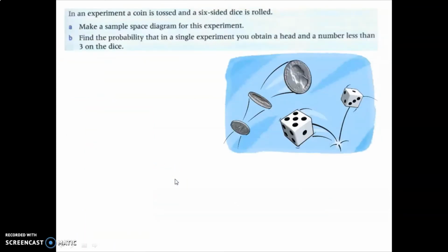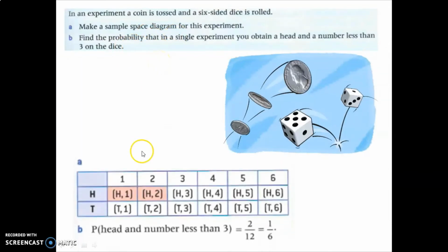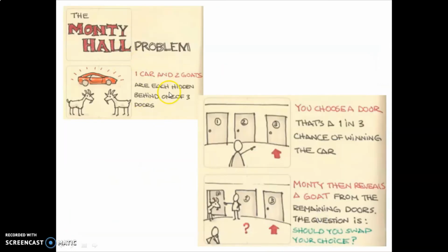Okay, here's another one. So take a look, read that, and see if you can answer the question. And let's check our work. There's the sample space diagram. Here's highlighted the 2 options that meet this condition. Therefore, 2 out of 12 options, and then that's 1/6. Study that if you need to. And let's end this video by going back to our Monty Hall problem.